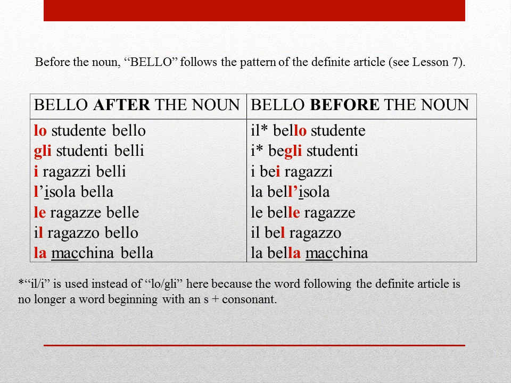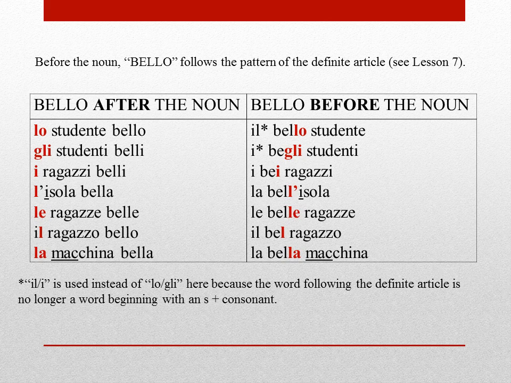When the adjectives bello and buono follow the noun, they are formed just like any other 4-form adjective. However, when they are placed in front of the noun, their forms often change. In the case of bello, when it appears in front of the noun, it follows the pattern of the definite article. See Lesson 7. Let's examine the chart.